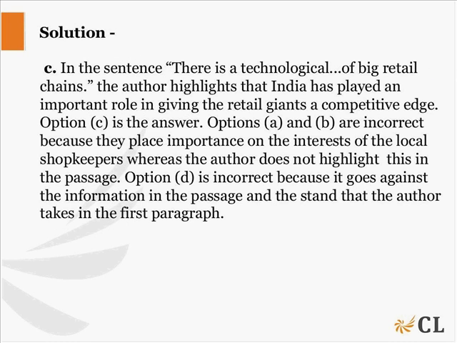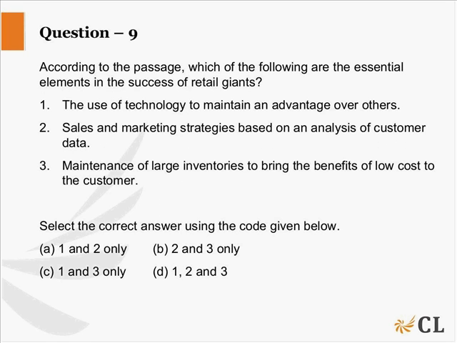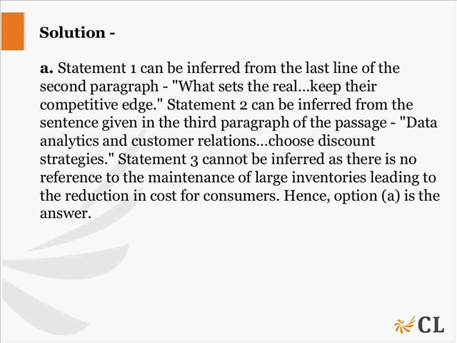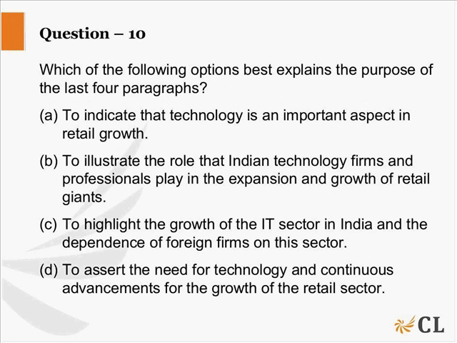Question 9 says, which of the following are the essential elements in the success of retail giants? Which of the following options best explains the purpose of the last 4 paragraphs? See, if you look at all 3 questions, they call for a complete reading of the passage. There is nothing left for choice over here. So if in the exam I were doing this passage, probably if I am running short of time, I would want to skip such a passage. I would rather go for a short passage and I would pick up questions from there.